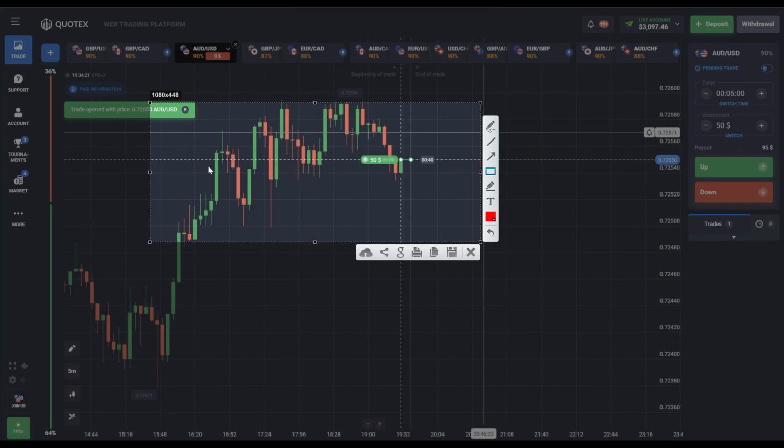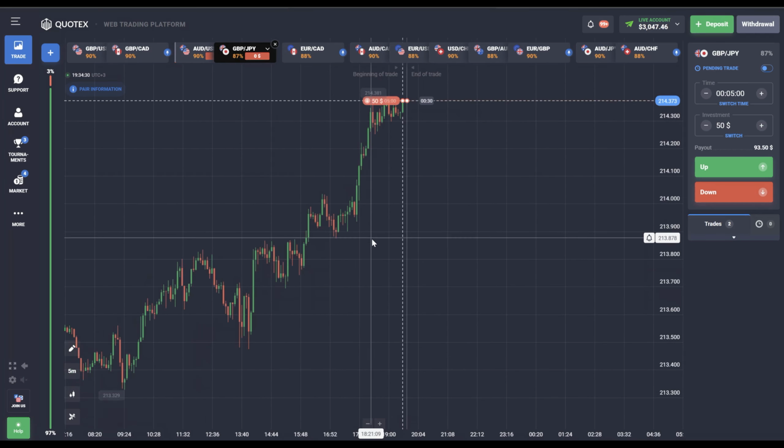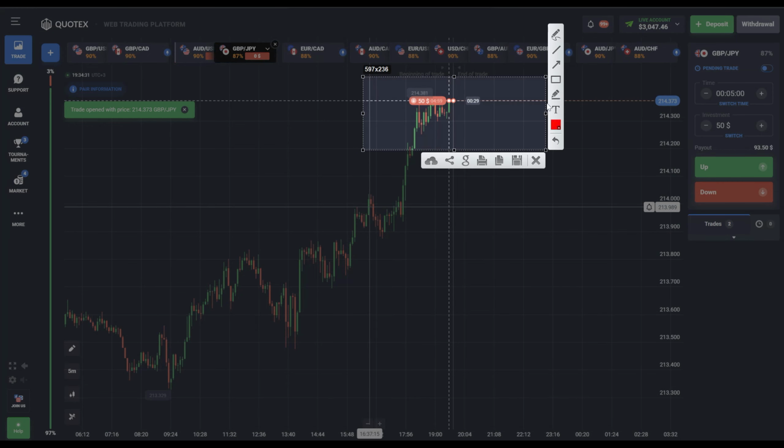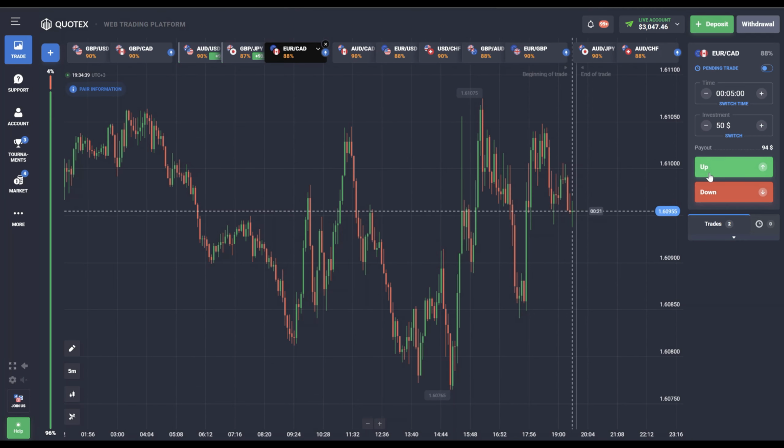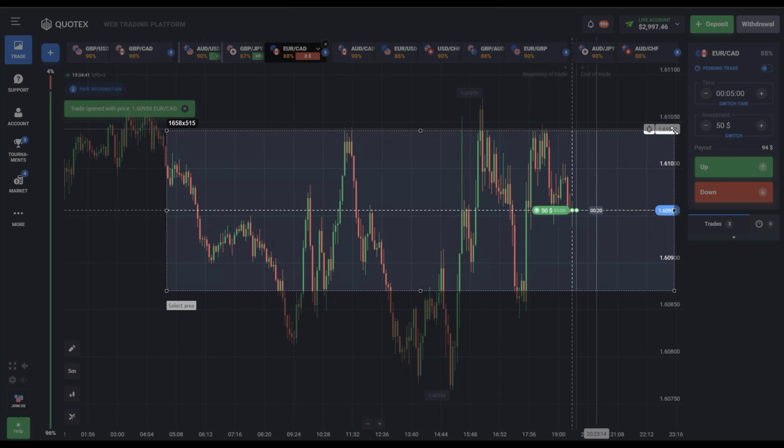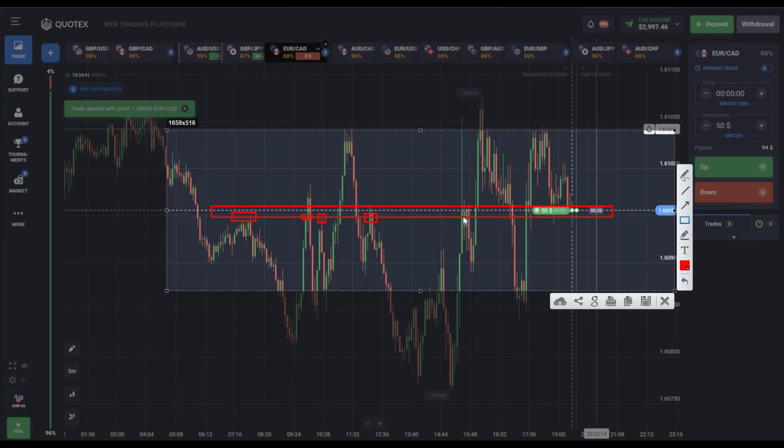We have a small support zone, well, basically a small sideways channel. British pound yen, we have a local maximum. I'll open a short position. I'm waiting for the price to reverse downwards. Euro Canadian dollar, I'll open a long position. There's a support zone on the chart, places where this zone is clearly visible. Reversals are seen, and I expect the price to go higher now.